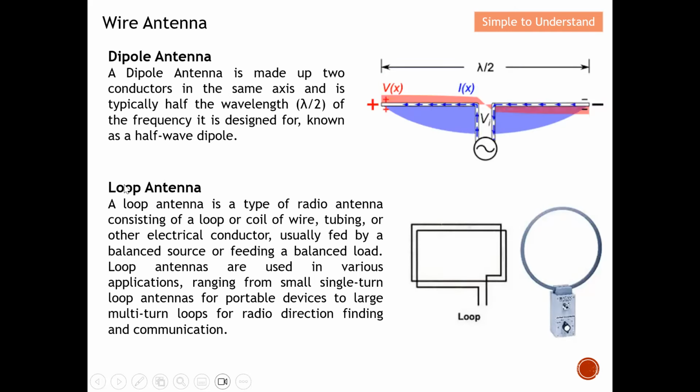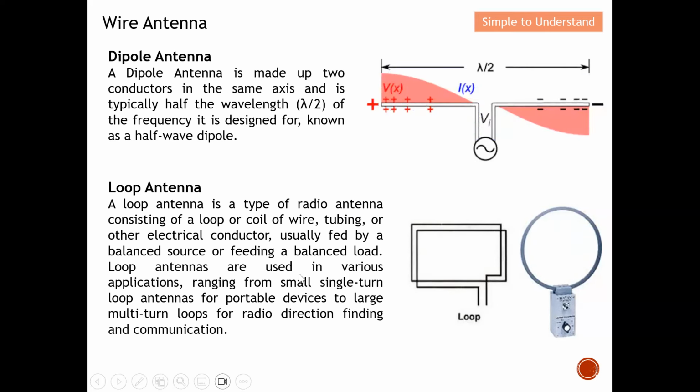Next, I'd like to move on to the loop antenna. A loop antenna is a type of radio antenna that consists of a loop. Over here you can see that this is a loop or coil of wire, a coil of antenna, tubing or other electrical conductor, usually fed by a balanced source or feeding a balanced load. So the loop antenna will have a balanced, differential source, or it can feed a differential load. So this is what it means here.